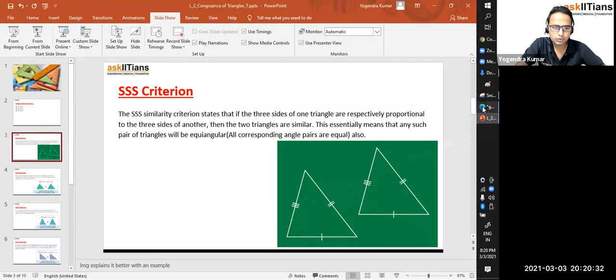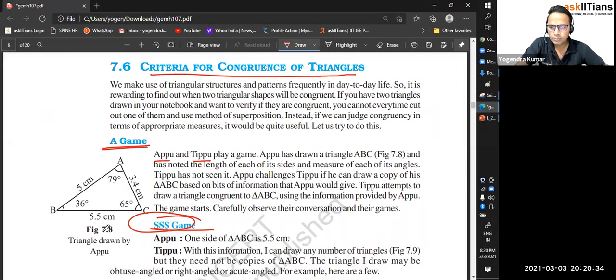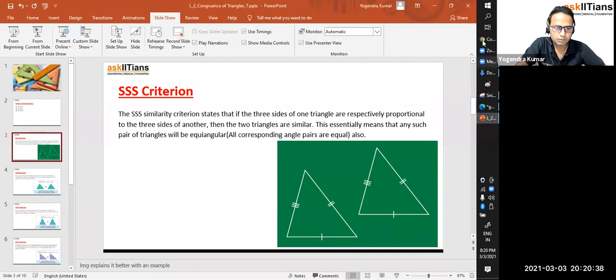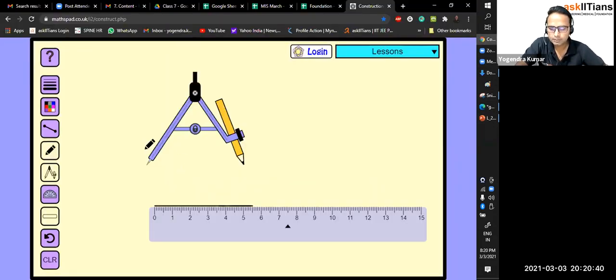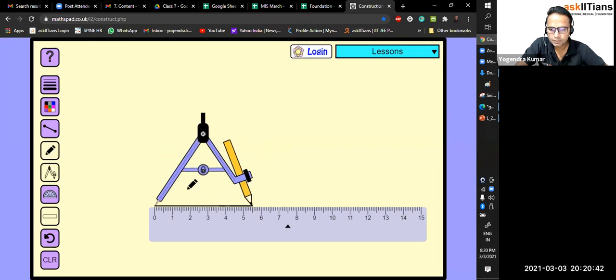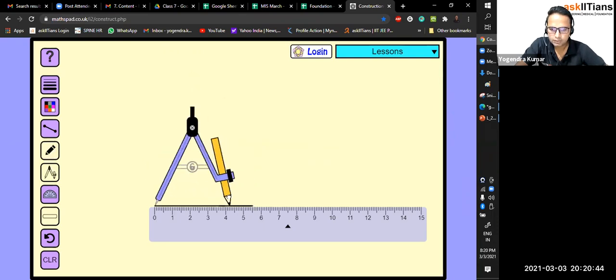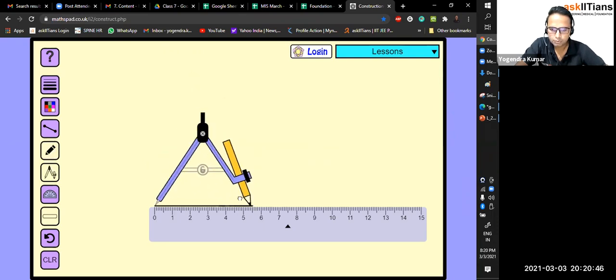Now next, we can cut 5 centimeters and 3.4 centimeters. Let me show you here how we do that. We can take a length of 5 centimeters. So I hope you know how to make a triangle.